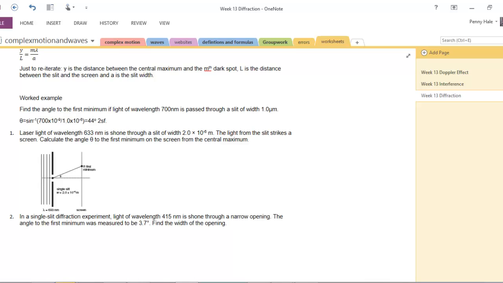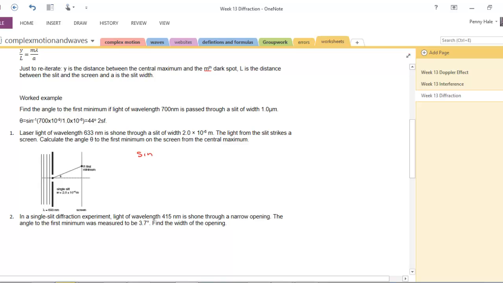This is one from your worksheet today. Laser light of wavelength 633 nanometers, so that's a red laser, is shone through a slit of 2 by 10 to the minus 6, so 2 micrometers, and the light strikes the screen a certain distance away. Calculate the angle for the first minimum. You sit there going, I don't know the angle, do I have enough information? But we do, because we've just set it up.